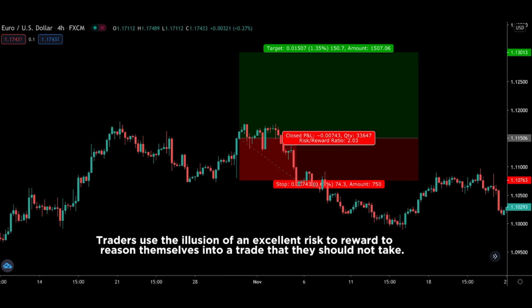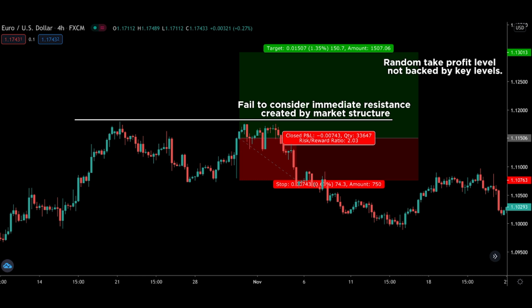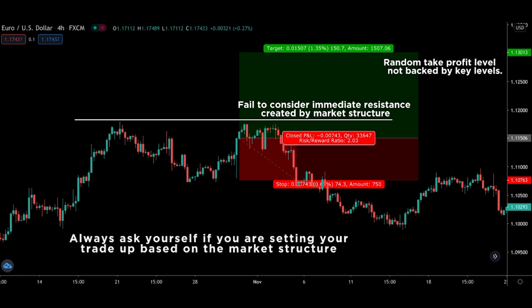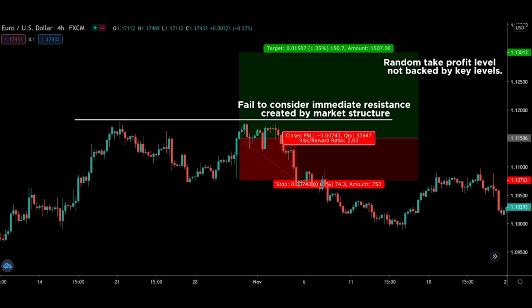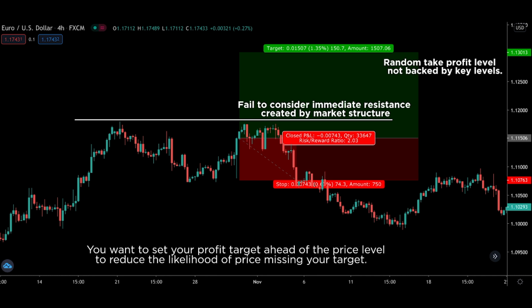Thirdly, traders use the illusion of an excellent risk to reward to reason themselves into a trade that they should not take. They bend their trading rules instead of staying objective and saying no to that trade. To avoid these issues, always ask yourself if you are setting your trade up based on the market structure. Remember that your profit targets must be realistic. You want to set your profit target ahead of the price level to reduce the likelihood of price missing your target.